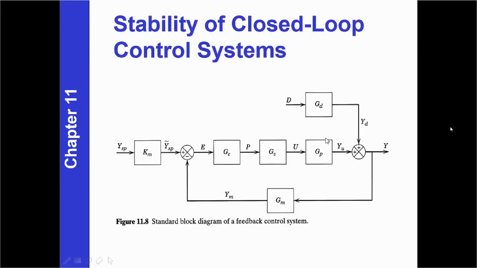Now we look into the issue of stability of closed loop control systems. If you look back at the standard block diagram of our feedback control systems, with the set point Y_sp, the feedback Y_m, giving you the error e, then G_c, G_v, G_p. This is the standard block diagram of our feedback control systems.